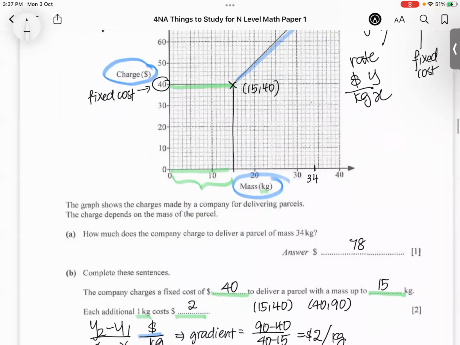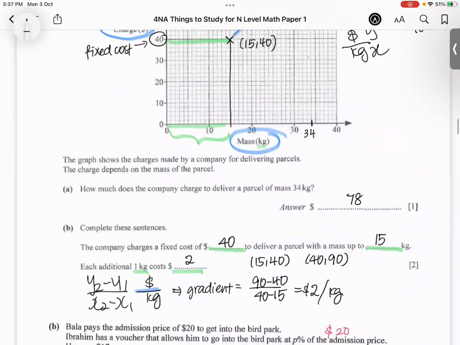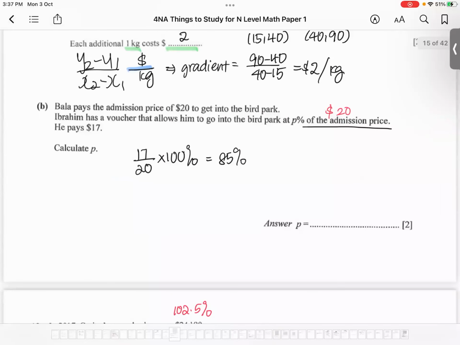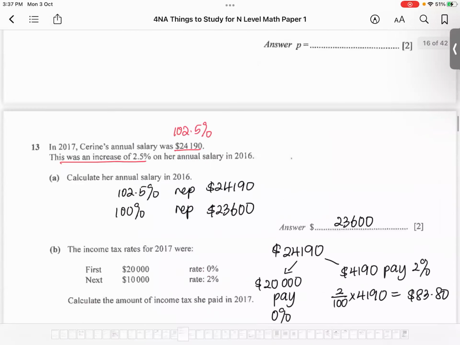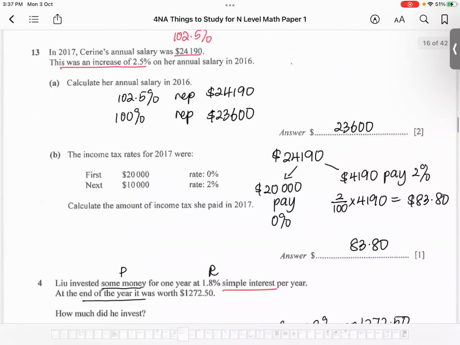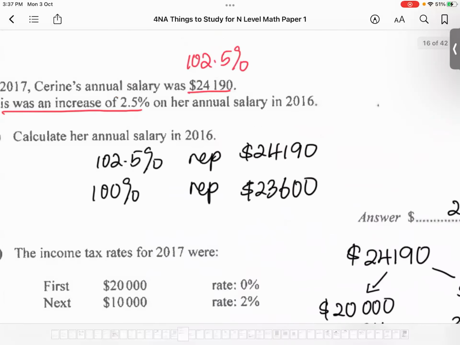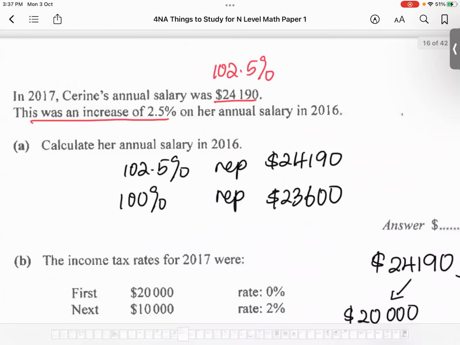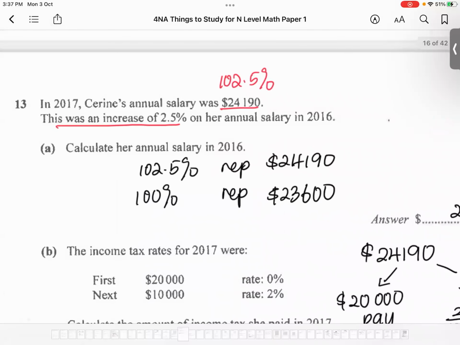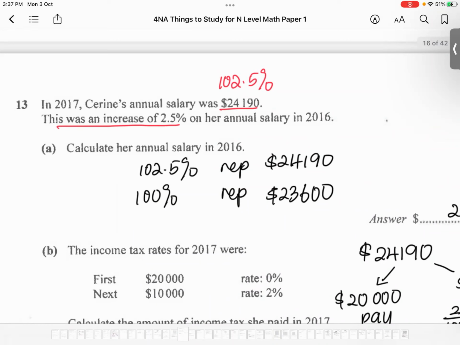Now, this one is a practical application. You should know how to do this question. This one is just a trick question because students go and find the percentage discount instead. But technically speaking, you should know how to do it. Now, this one is also reverse percentage, I said many times already. This number is a 2.5% increase. It's not the 100%. So 24190 is not the 100%. The one in 2016 is 100%.